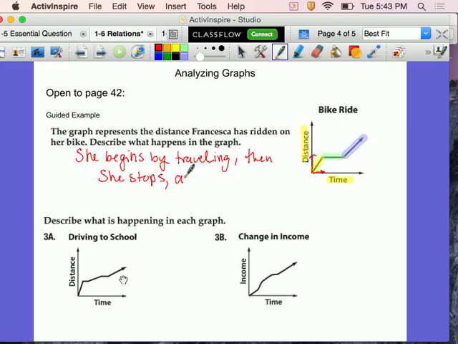And then she continues to travel. You don't have a lot of context because it's just the way it is. It's a graph. Okay, so now you are going to try these two down here. Describe what's happening in both of them. And then I'll come back and explain the answer.